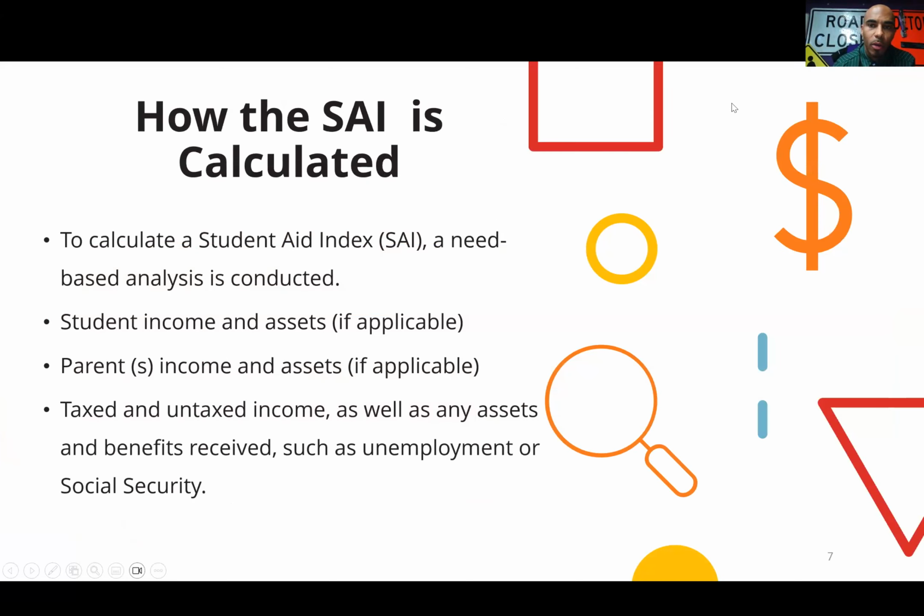All right. How is the SAI calculated? To calculate a student aid index, a need-based analysis is conducted. It includes the student income and assets, the parent or parents' income and assets, if applicable, and taxed and untaxed income, as well as any assets and benefits received, such as unemployment or Social Security.